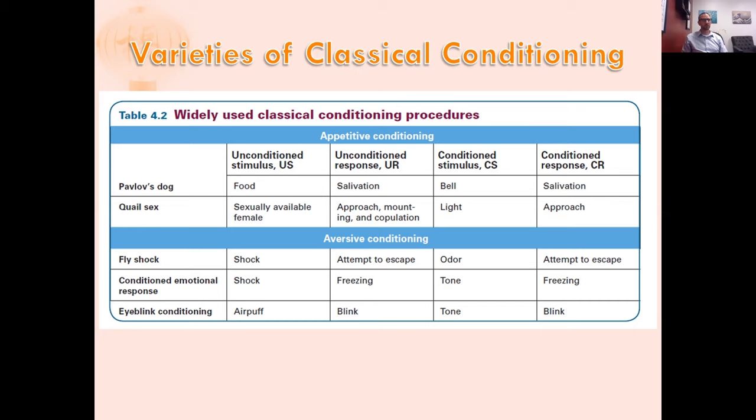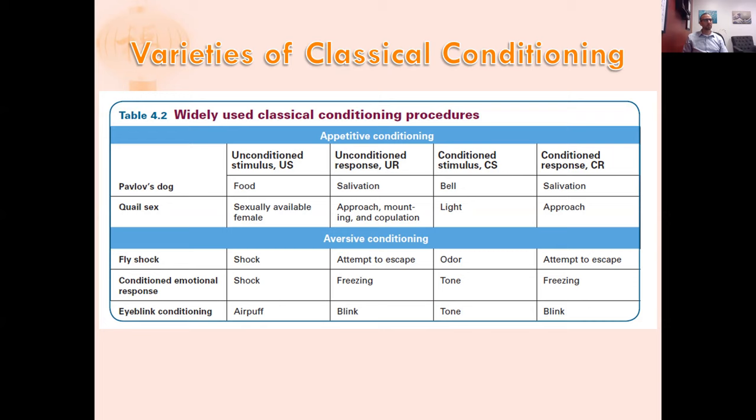And then we talked about the quail experiment, where the unconditioned stimulus is a sexually available female, and the unconditioned response is approach, mounting, and copulation. And then they were able to pair a light with that and actually led to approach behavior with the light. Then we had some aversive conditioning where we had the fly shock. And so there was a shock, an attempt to escape. And then we paired the odor with the shock so that they attempted to escape from the odor.